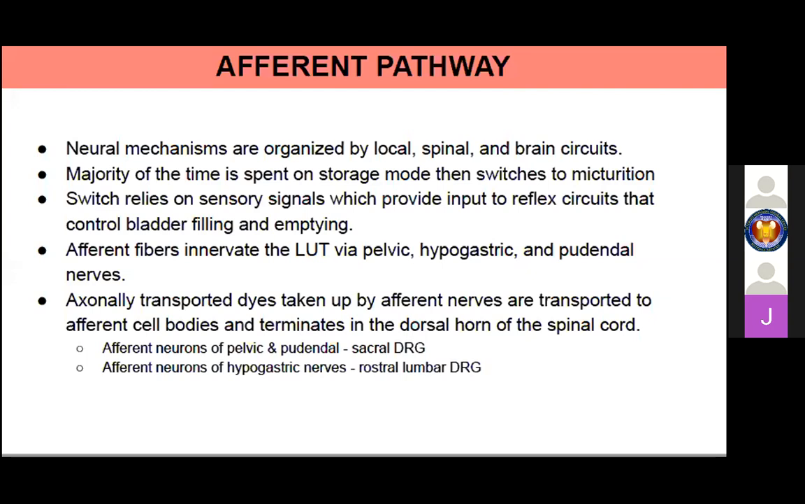Axonally transported, the signals are taken up by the afferent nerves and transported to afferent cell bodies and terminate in the dorsal horn of the spinal cord. So for the pelvic and pudendal nerves, you have the sacral dorsal root ganglion, while the hypogastric nerves are from the rostral lumbar dorsal root ganglion.